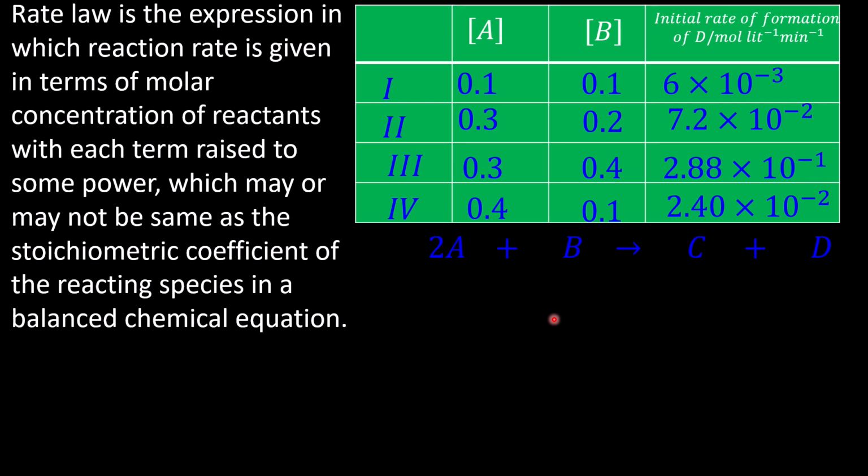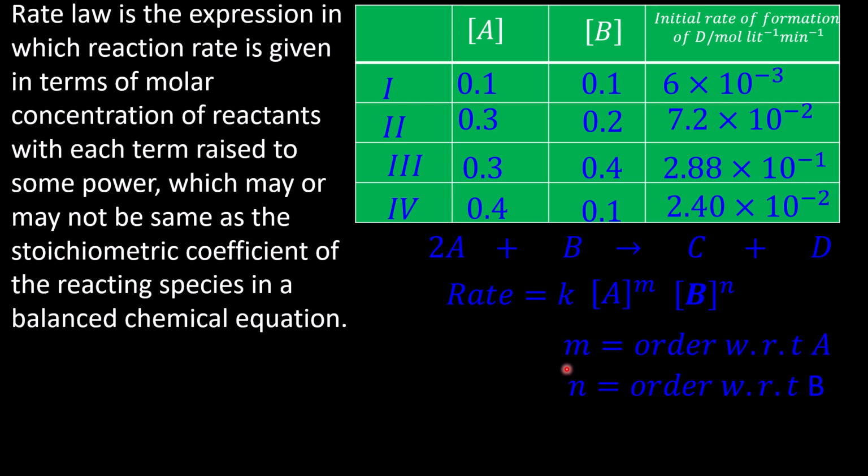For this, first we have to write the rate law. Rate is equal to rate constant into concentration of reactant A to the power m into concentration of reactant B to the power n. In chemistry, concentration is always expressed within square brackets. So rate equals k into [A]^m into [B]^n, where m is the order with respect to A and n is the order with respect to B.